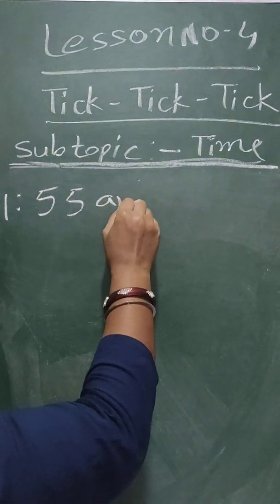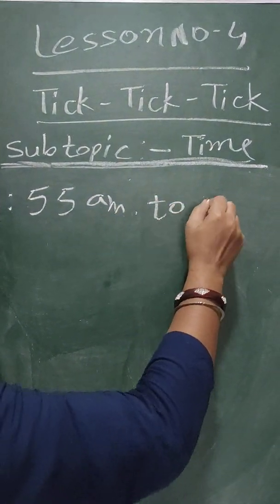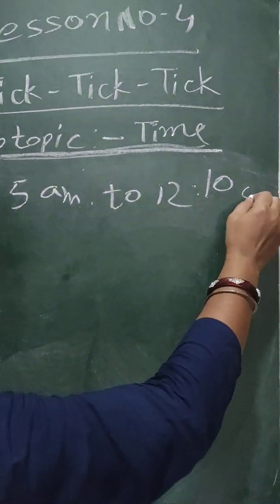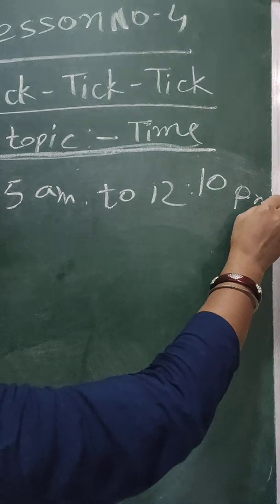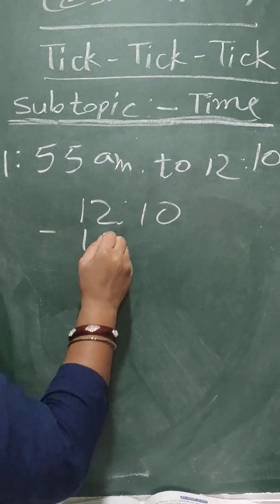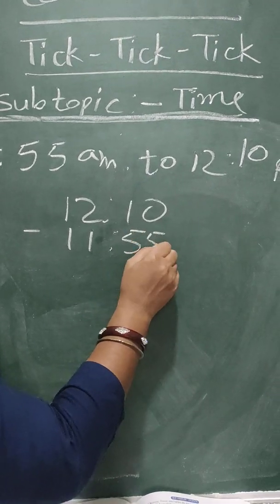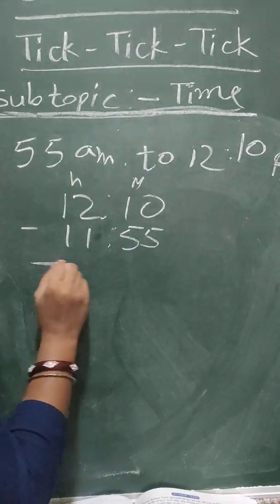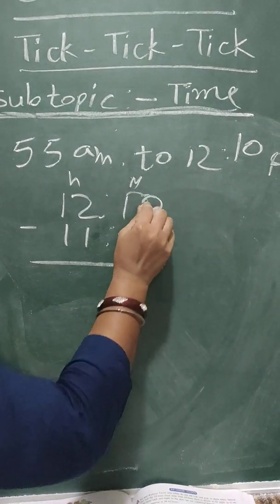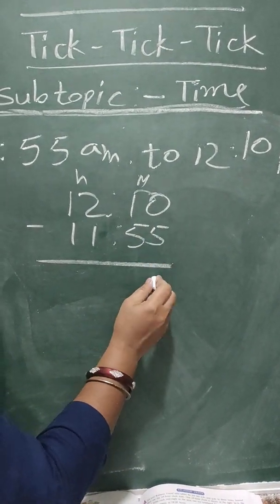11:55 a.m. to 12:10 p.m. Okay, suppose 12:10 p.m. it is. Same way, 12:10 minus 11:55. This is minute, this is hour. So 0 minus 5 not going, again borrow. So 10 minus 5, 5.